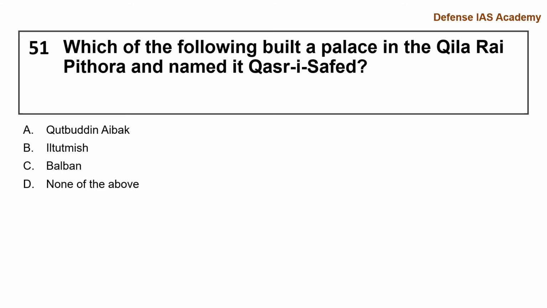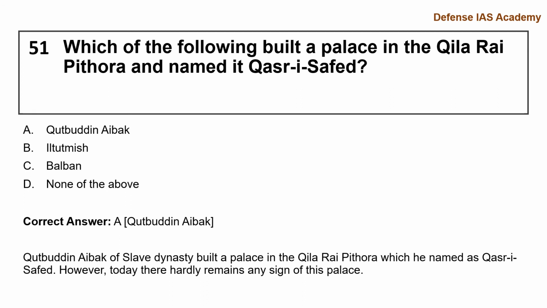Question 51. Which of the following built a palace in the Hila Rai Pithora and named it Qasr-e-Safed? The correct answer is option A, Qutbuddin Aibak. Qutbuddin Aibak of the Slave dynasty built a palace in the Hila Rai Pithora which he named as Qasr-e-Safed. However, today there hardly remains any sign of this palace.